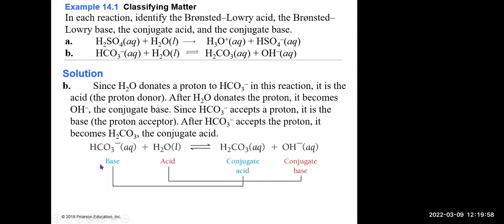So we summarize: HCO3 negative is the base going from left to right. Then it produces the conjugate acid H2CO3. So water on the left acts as the acid because it donates the H plus. Then it turns into the conjugate base, hydroxide.